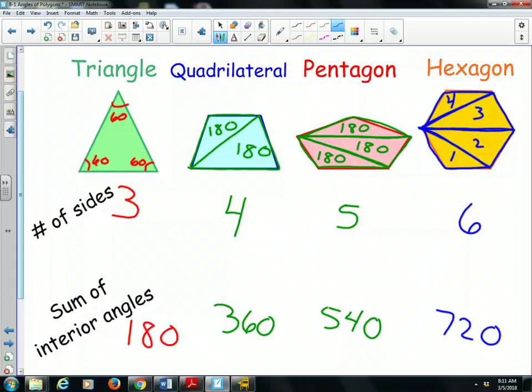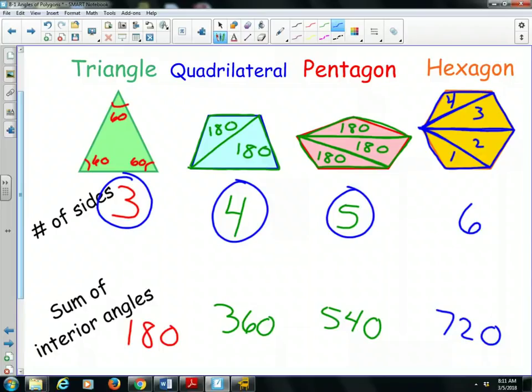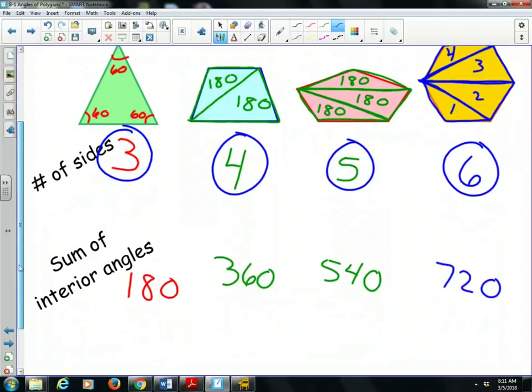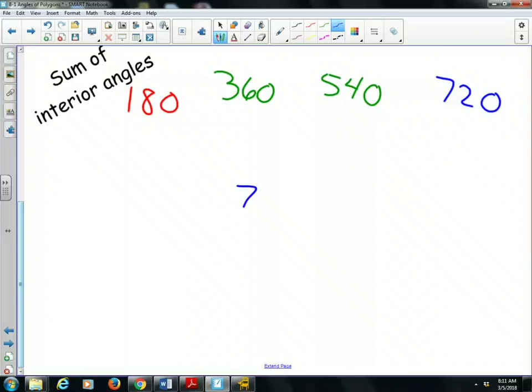So if there are 3 sides, there is 1 triangle. If there's 4 sides, there's 2 triangles. If there's 5 sides, there's 3 triangles. If there are 6 sides, there are 4 triangles. So what if there are 7 sides? If there's 7 sides, wouldn't it make 5 triangles? And 8 would make 6 triangles, and 9 would make 7 triangles, and 10 would make 8 triangles, right?